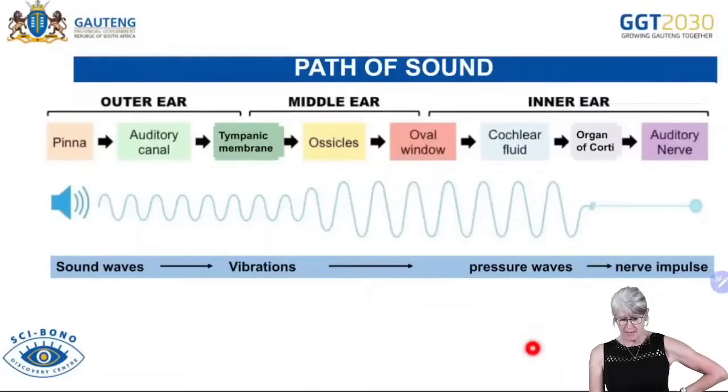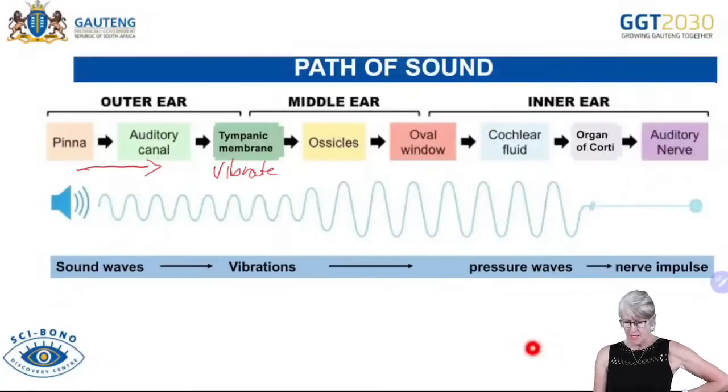So we start with the sound waves that are captured by the pinna. They move through the auditory canal, causing the tympanic membrane to start vibrating. It starts to vibrate, and that then causes the ossicles in the middle ear also to vibrate. So now it's been converted from a sound wave to a vibration. If we have a look at the length of the sound waves, you can see here in the middle ear how much they have increased, because remember, that is where amplification occurs.